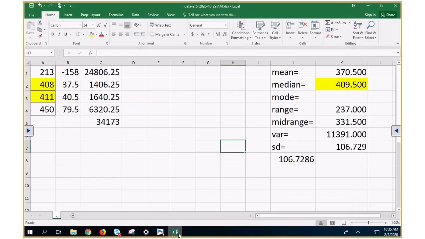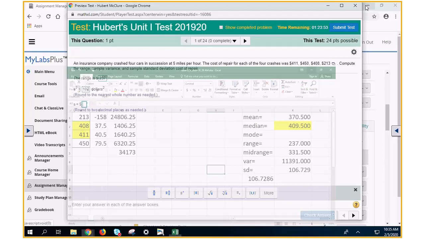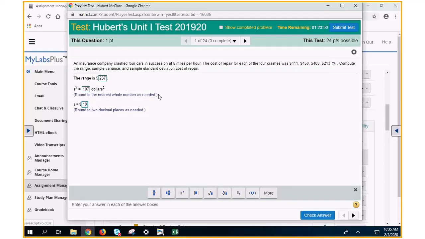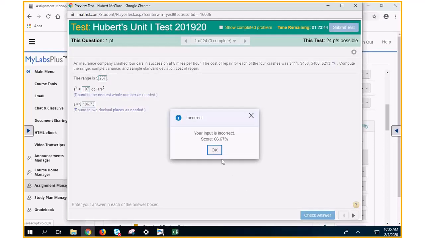That's all right. I'll look it up. 106.73. Thank y'all for nothing. 106.73. Y'all suck. All right, check answer. And it don't like something. I'm not going to worry about it.